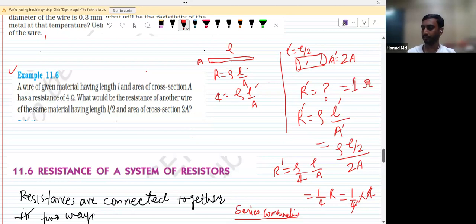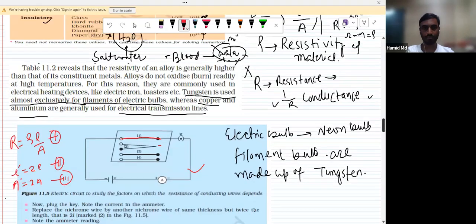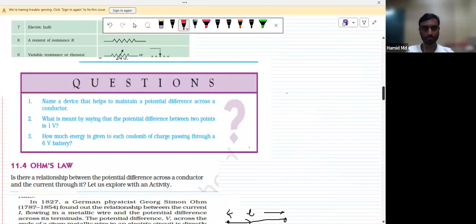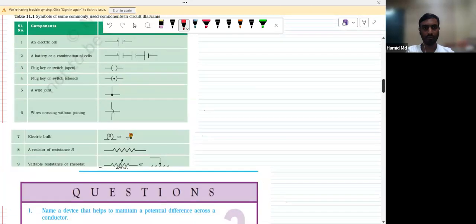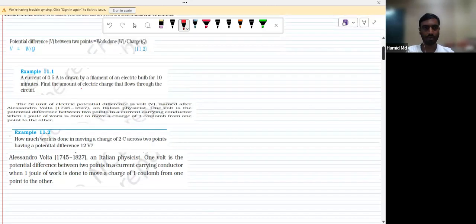Clear? Yes, sir. So I think next time we will study the resistance of a system of resistors, right? Yes, sir. Any confusion or doubts regarding today's class? No, sir. Everything is okay? Yes, sir. Okay, no problem. So still we have 10 minutes to go.